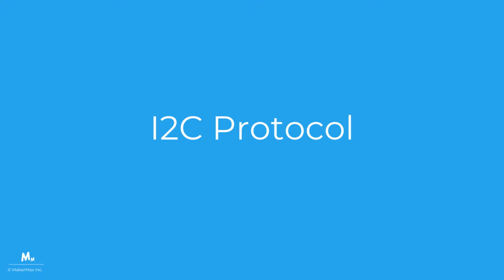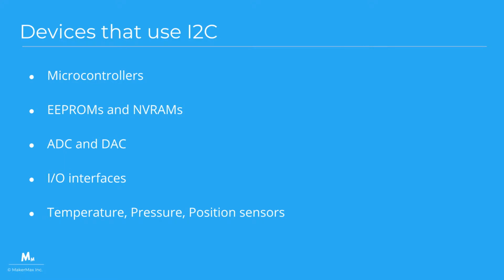In this section, you will learn about the I2C protocol. This is a popular communication protocol that microcontrollers use to talk to various devices such as EEPROMs and NVRAMs, which are both memory devices. Also ADCs and DACs, which are analog to digital converters and digital to analog converters, I/O interfaces for port expansion, and a whole array of different types of sensors.